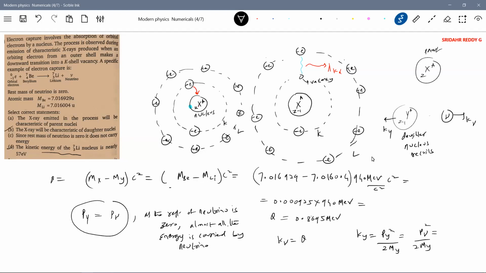So don't say 0. Ky will not be 0. It will have some energy. And that will be taken as the very least value, that one. That has to be determined. Can we write this Q should be equal to Ky plus K neutrino? Approximately, we can take it this way here, since the rest mass of neutrino we don't know. If we know mass, then I can bring some equations.